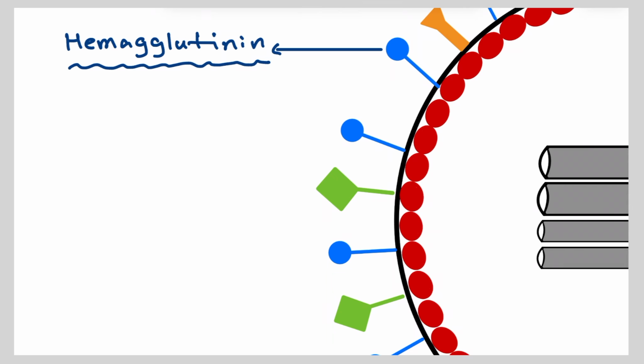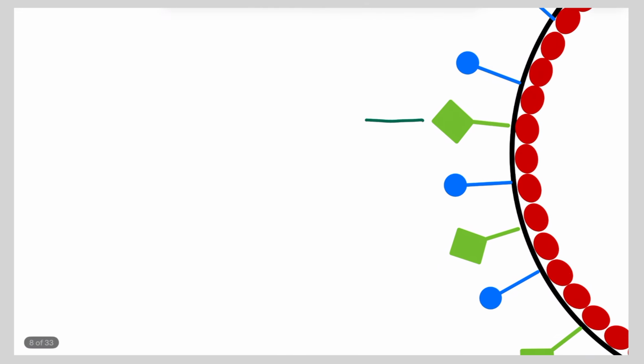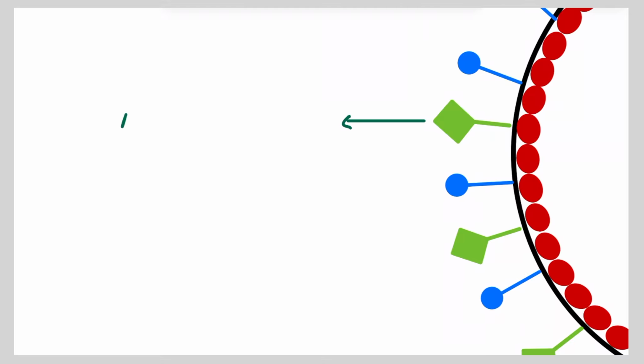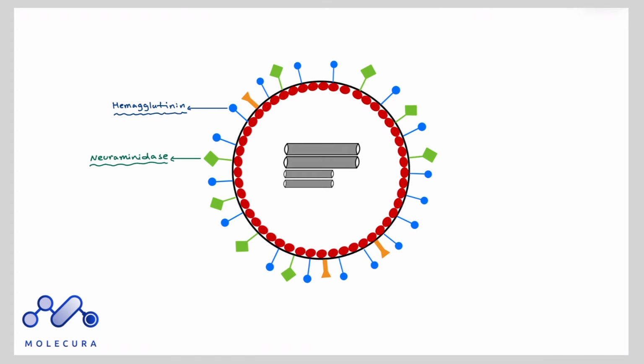The second one that we will talk about is the green structure over here, a protein that we call neuraminidase. So let's try to write it down here. This is the neuraminidase. So the function of the neuraminidase protein is going to be cleaving the attachment of the surface protein, which we call the hemagglutinin, to the sialic acid receptor on the respiratory cell. In the next slide, when we are talking about the life cycle of the influenza virus, we will talk about this more.